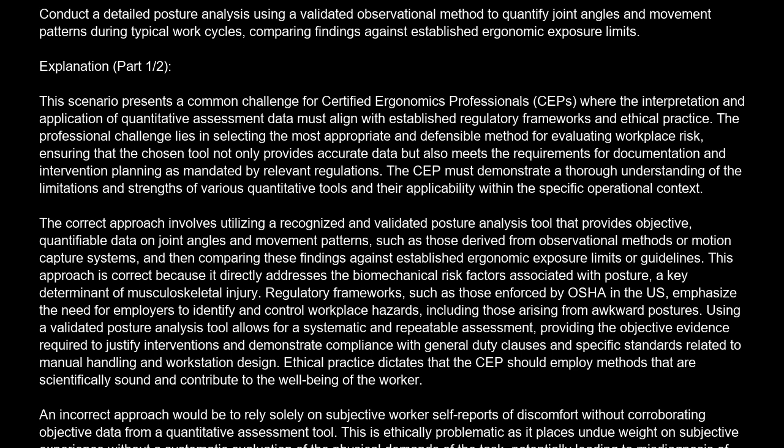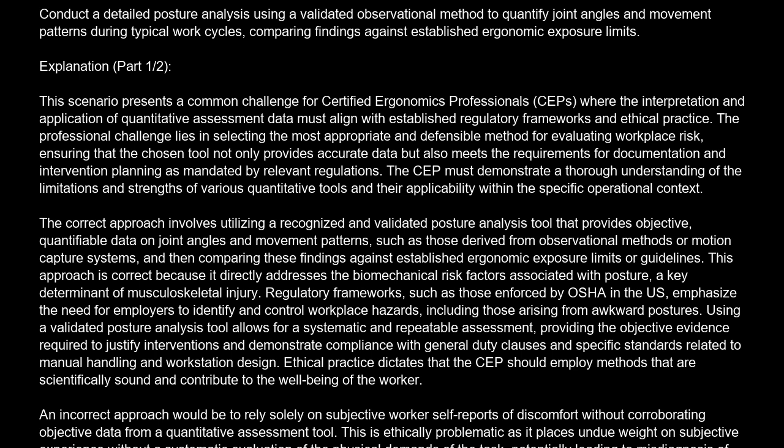Explanation. This scenario presents a common challenge for Certified Ergonomics Professionals, CEP, where the interpretation and application of quantitative assessment data must align with established regulatory frameworks and ethical practice. The professional challenge lies in selecting the most appropriate and defensible method for evaluating workplace risk, ensuring that the chosen tool not only provides accurate data, but also meets the requirements for documentation and intervention planning as mandated by relevant regulations. The CEP must demonstrate a thorough understanding of the limitations and strengths of various quantitative tools and their applicability within the specific operational context.